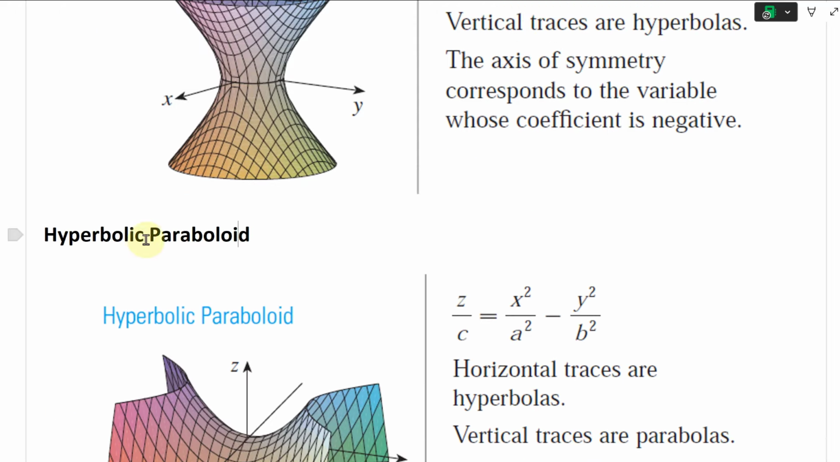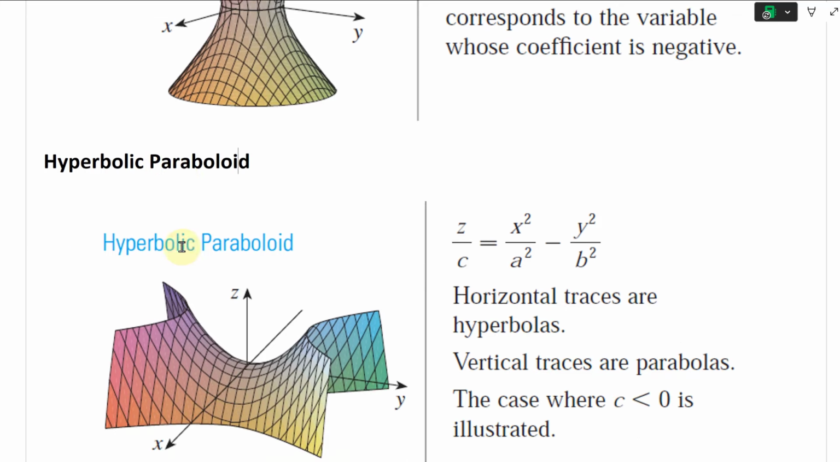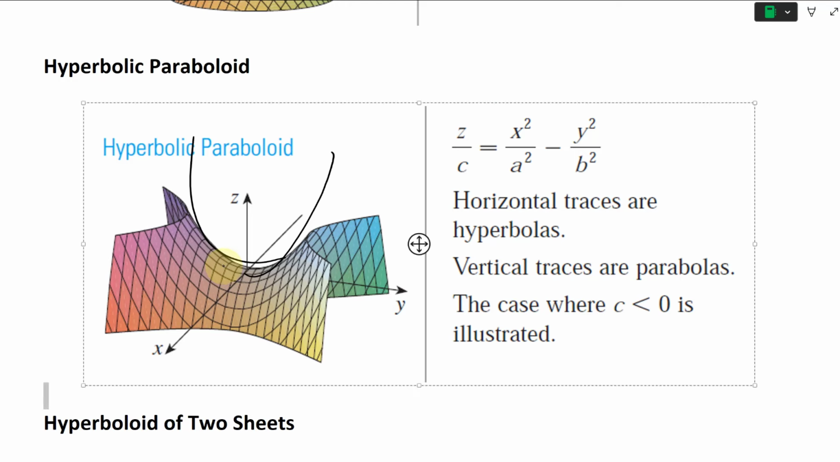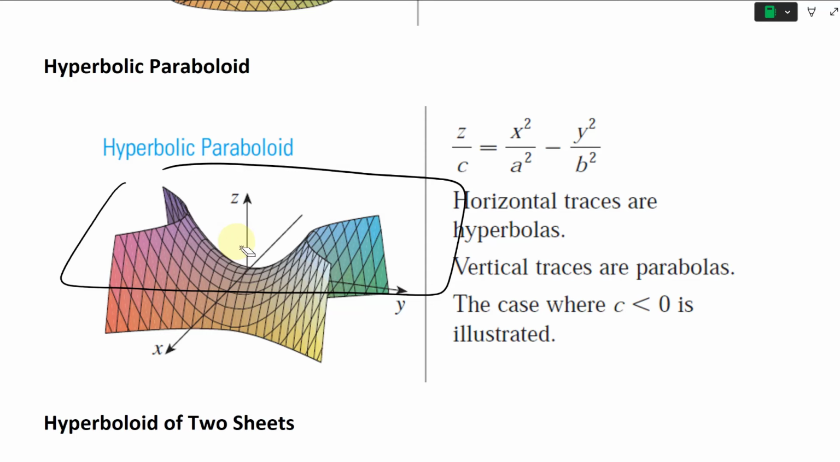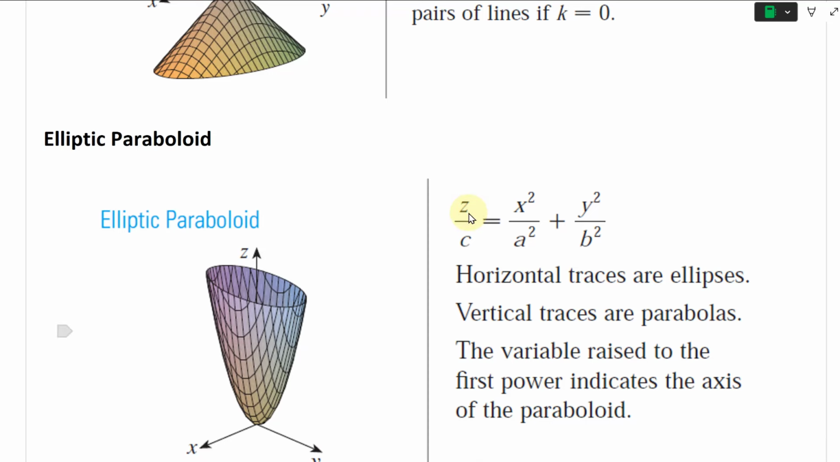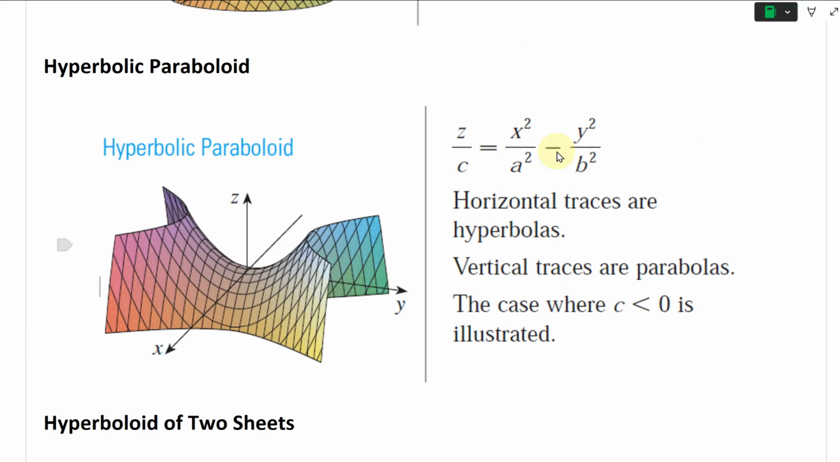All right, so the hyperbolic paraboloid. So this one's an interesting one. It's a parabola like this, but then on the horizontal side, it is actually the hyperbolas. So if you draw a plane like this, you can have hyperbolas this way and this way. This is similar to elliptic paraboloids, z over c equals x squared over a squared plus y squared over b squared, but instead of this plus, we have a negative. So we have a negative there.